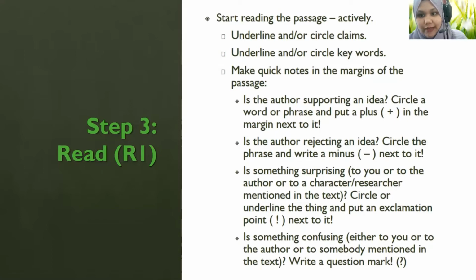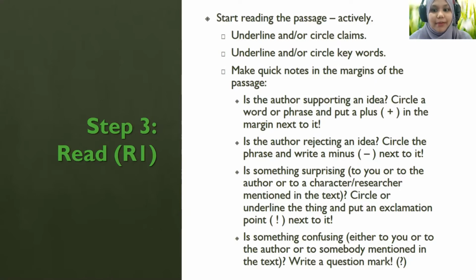Okay, so is there any supporting idea? You need to ask yourself, which is normally points come with supporting ideas, which are sentences that support the main idea. So you need to circle the phrases or words that you see that are related to the main point. Is the author rejecting any idea, which is, is he opposing something?